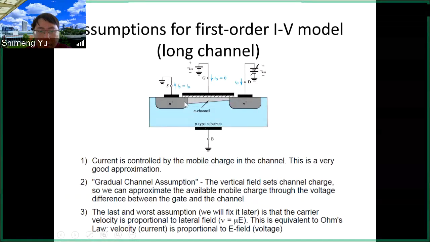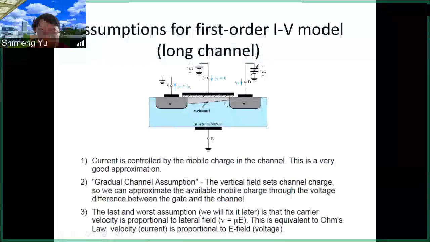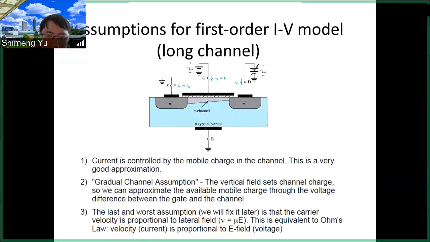This is suitable for the long channel device. Long channel means the source and drain are far away from each other, for example, larger than a few hundred nanometers or to the micrometer scale. Then this is pretty accurate. So here are a few assumptions to derive the IV model. First of all, we think the current is controlled by the electrons in the channel. And then second, the vertical field determines the electron density.